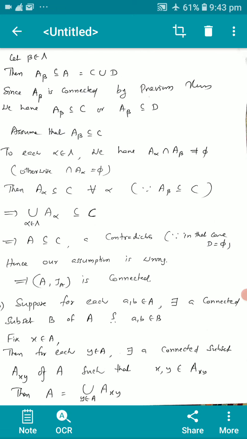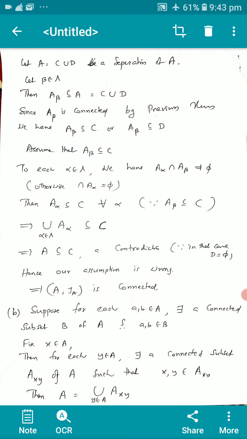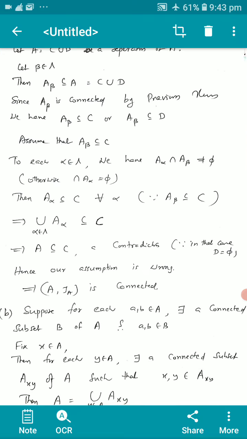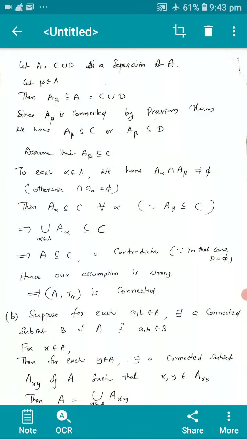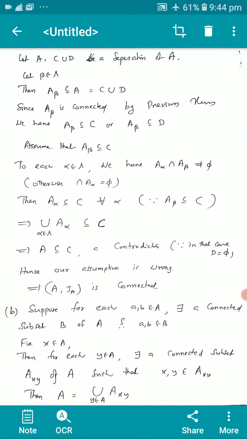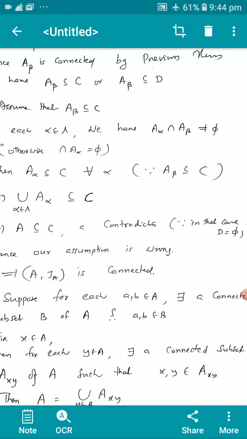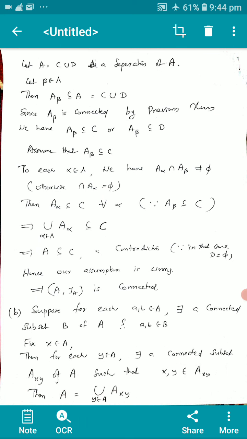Because in that case, what will you get? Actually, what is A? A equals C union D. If A is a subset of C, then automatically D equals phi, and that is not true. That you cannot take. That's why A being a subset of C is a contradiction. Hence our assumption is wrong. That means A is connected.